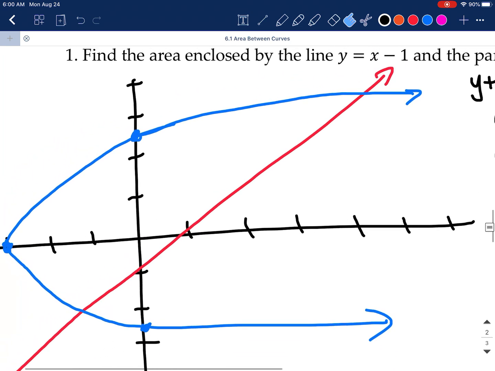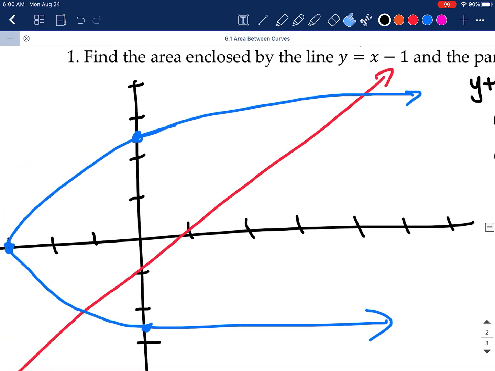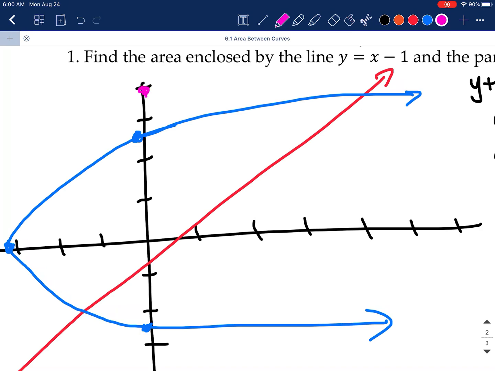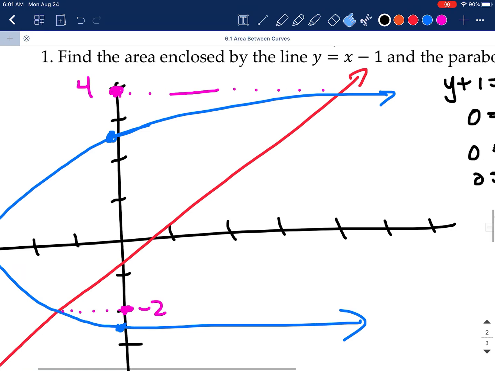So looking at our graph, my graph is somewhat close to that. So we've got 1, 2, 3, 4 is up here. Let's try that again. 1, 2, 3. So I'll put 4 as that intersection point, and then -2 as that intersection point. So those are my two intersections. And we're going to be integrating along the y-axis. So it's going to be the integral from -2 to 4.